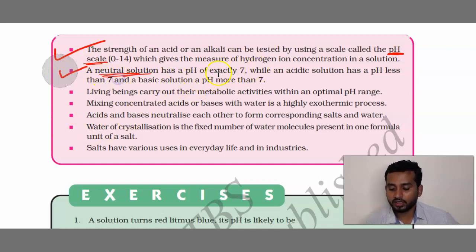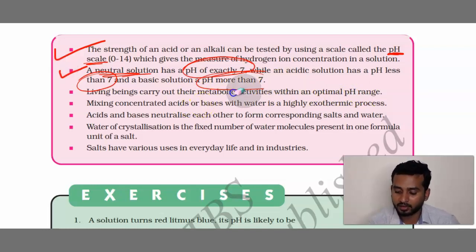A neutral solution has pH exactly 7, while an acidic solution has pH less than 7 and a basic solution has pH more than 7. Just now, as we discussed, living beings carry out their metabolic activities within an optimal pH range. In that range we perform our metabolic activities, our daily activities.